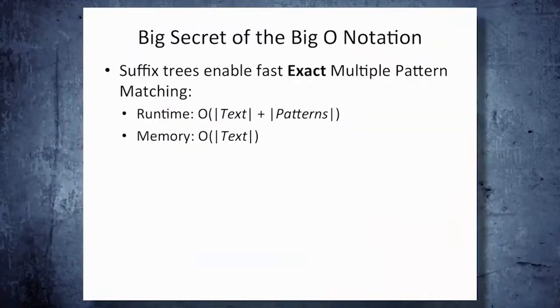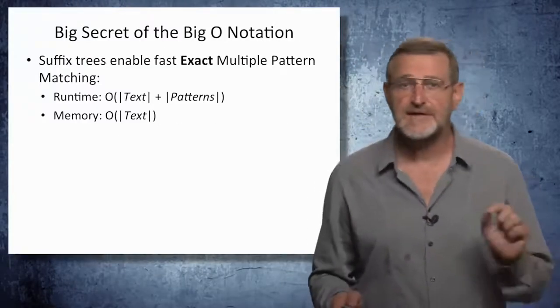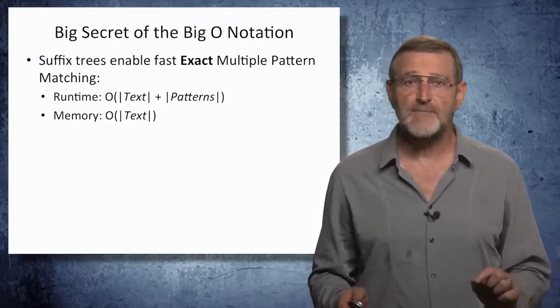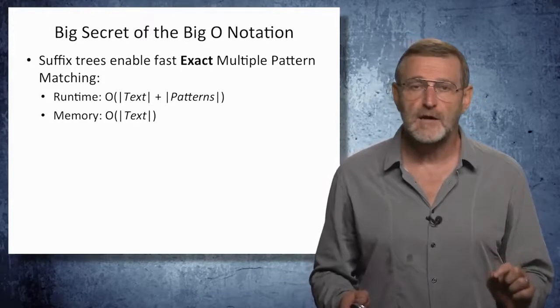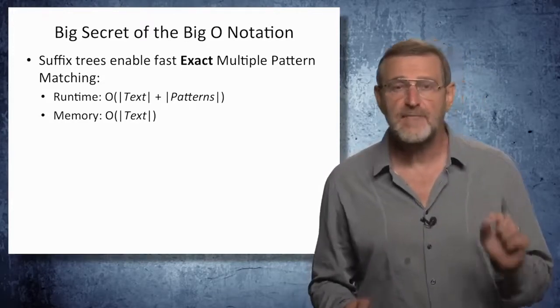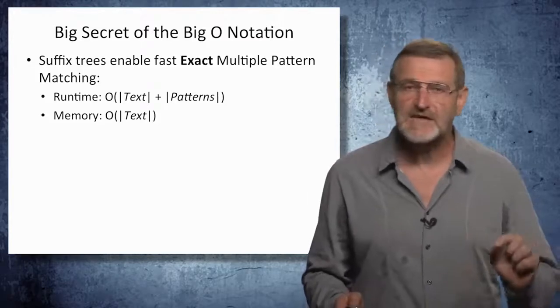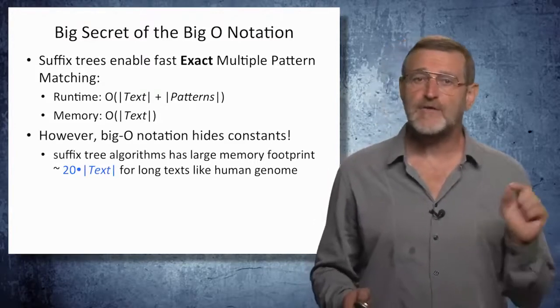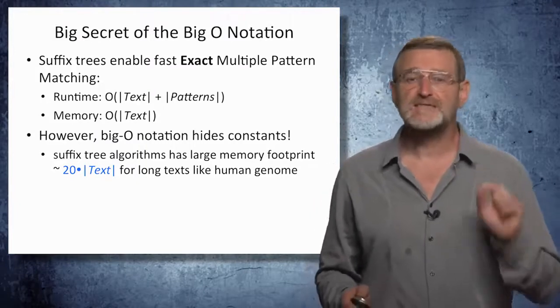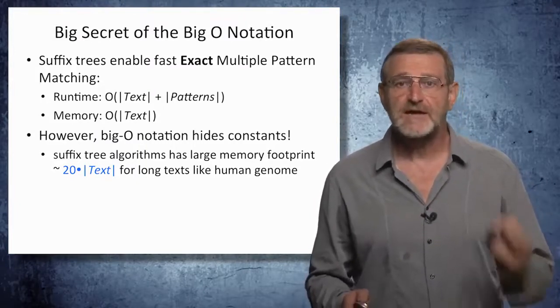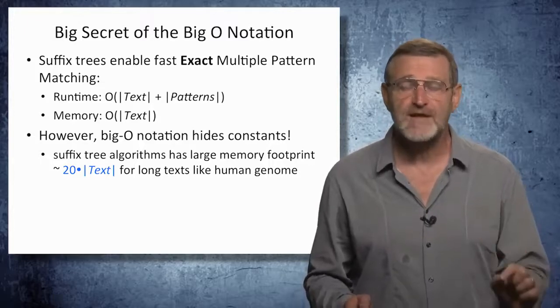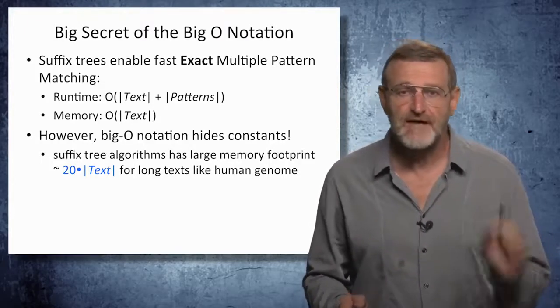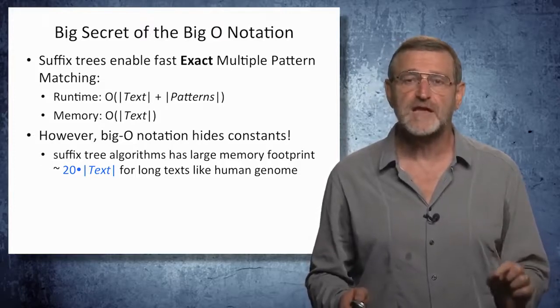And now I want to tell you about the big secret of the big O notation, something that Sasha, Daniel, Misha, and Neil forgot to tell you about. Indeed, suffix trees enable fast exact multiple pattern matching with runtime O of text plus patterns and memory O of text. That's the best we can hope for. However, big O notation hides constants, and the best-known implementation of the suffix tree has a large memory footprint of 20 times text, which is a very large memory requirement for long genomes like the human genome.